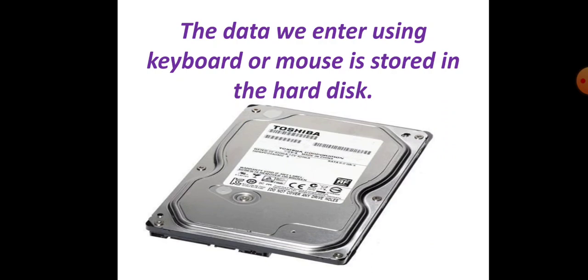Now this is a hard disk. This is inside the CPU. And everything you save in your computer goes to the hard disk. Like any video or any song or any document, like you did some work and you saved a letter, then everything goes to this hard disk. The data we enter using keyboard or mouse is stored in the hard disk, and this hard disk is inside the CPU.